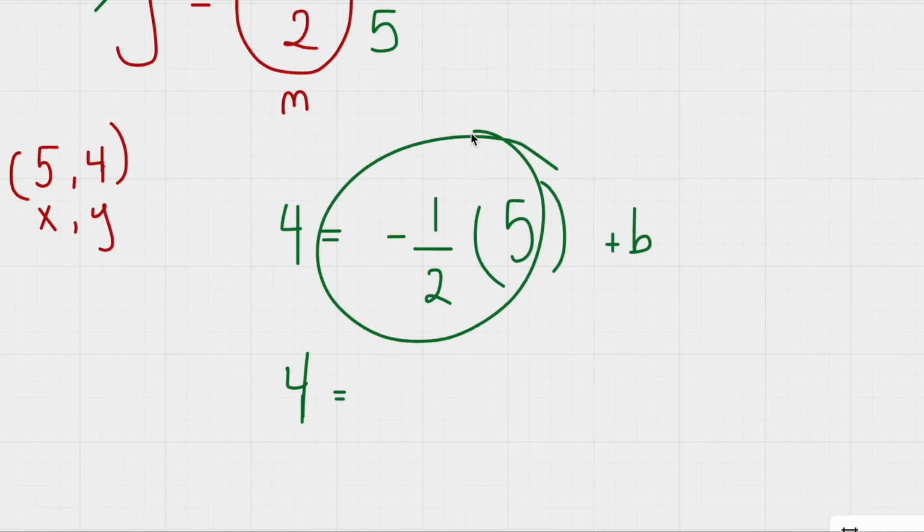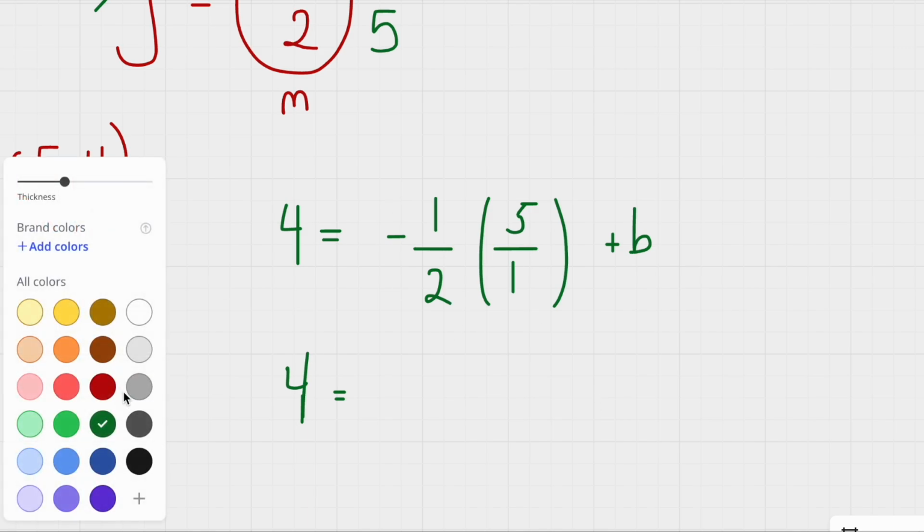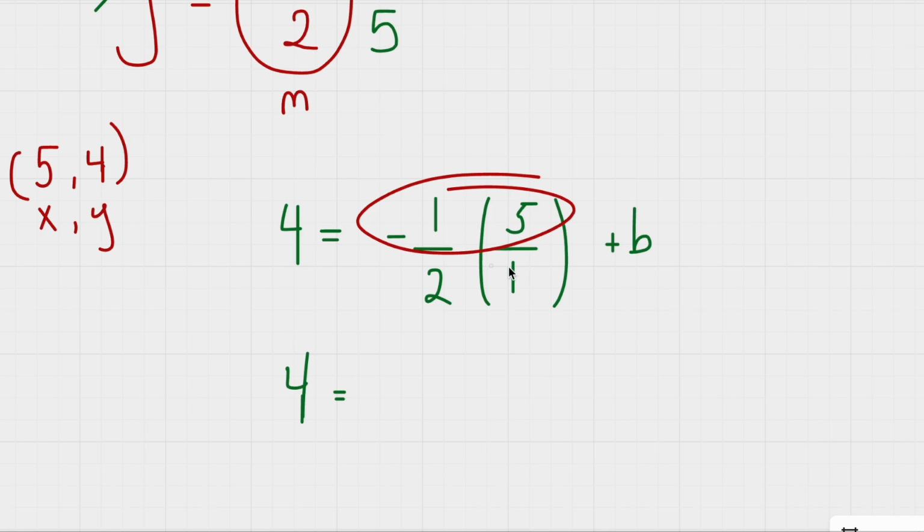You have to multiply these first, and when you multiply a whole number by a fraction, it is easier to just make the whole number look like a fraction. That's what I like to do. So remember, if it's a positive 5, there is an invisible 1 underneath. So I'm going to write it like this, and when we multiply fractions, we always multiply across the top and across the bottom. So this becomes negative 1 times 5, which is negative 5 over 2 times 1.